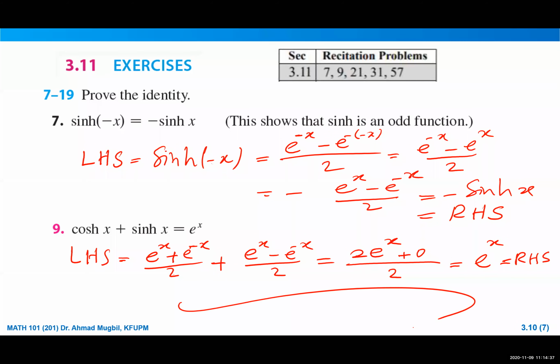What we learned from these two identities is that if you want to prove or deal with any hyperbolic function, write it using the original definition. It will be very easy for you.